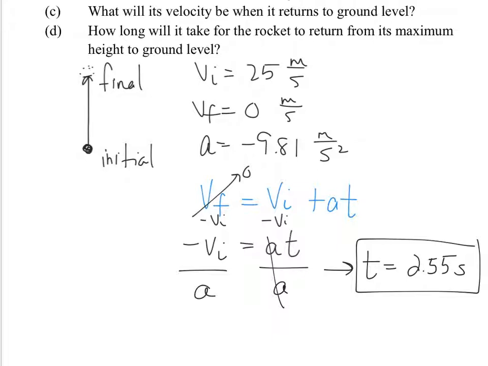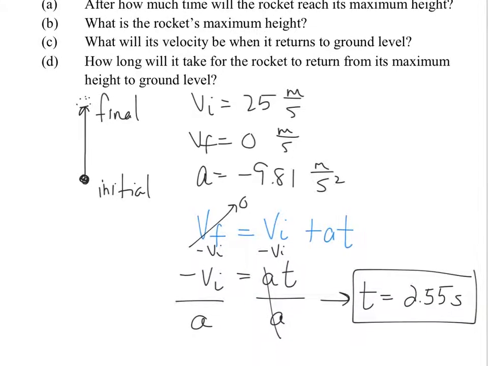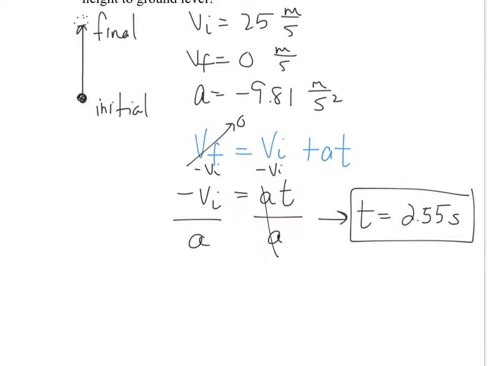Let's see. Part B. We're now trying to figure out, I don't even remember, how long? Oh no, height. That was how long. The height the rocket attains. What variable is height?